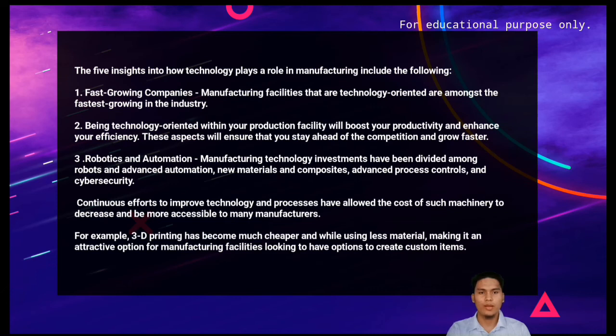Number 3. Robotics and automation. Manufacturing technology investments have been divided among robots and advanced automation, new materials, advanced process controls, and cybersecurity. Continuous efforts to improve technology and processes have allowed the cost of such machinery to decrease and be more accessible to many manufacturers. For example, 3D printing has become much cheaper while using less material, making it an attractive option for manufacturing facilities looking to have options to create custom designs.